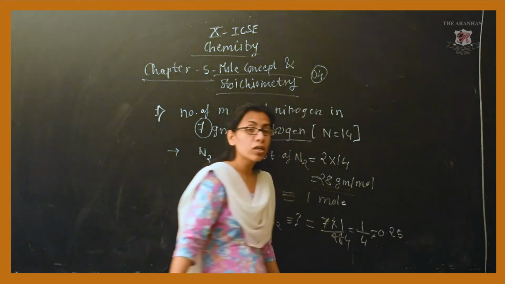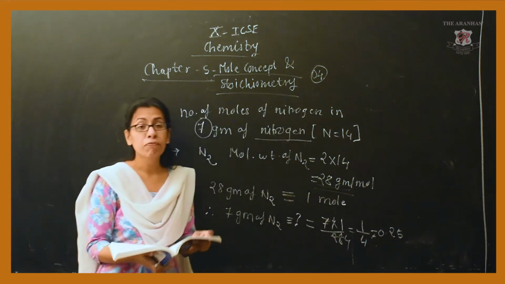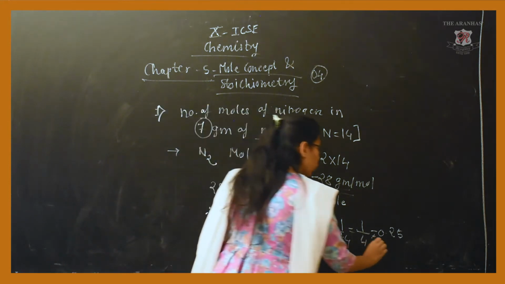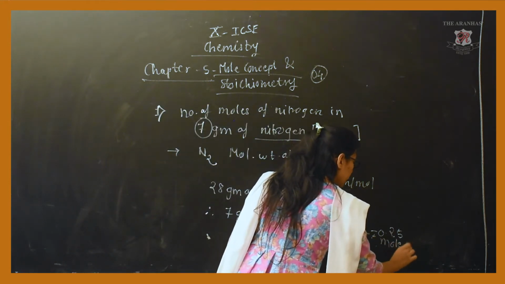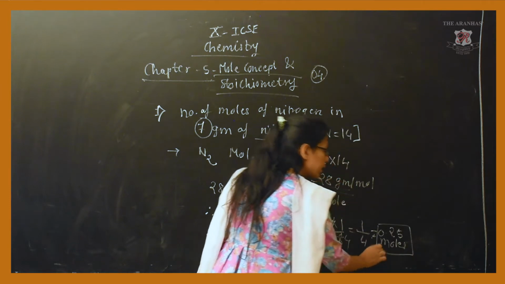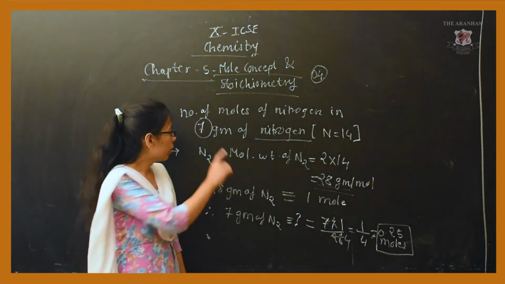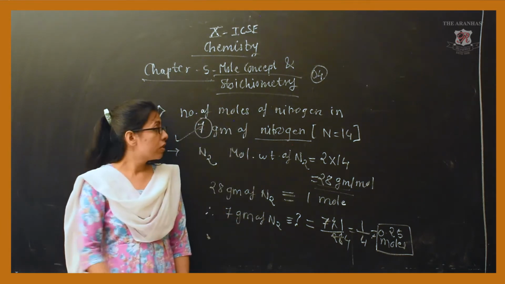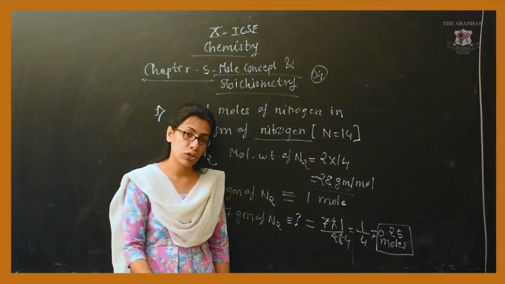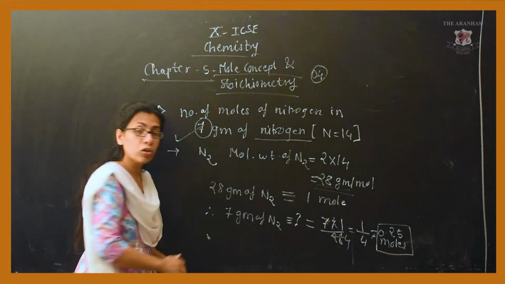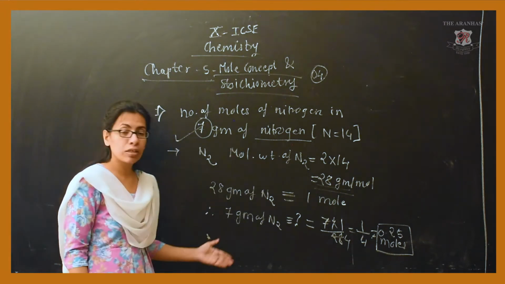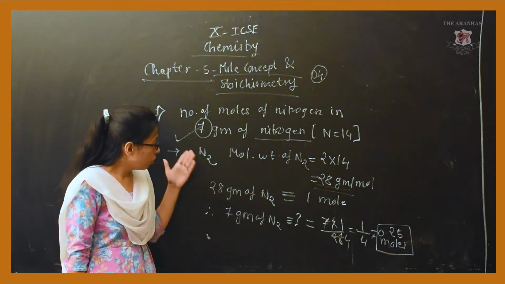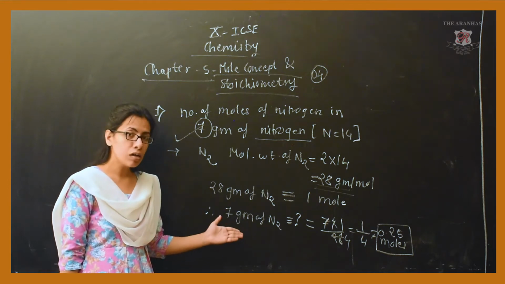That is nothing but 0.25. So, 0.25 is the answer for what? It is the answer for the number of moles of nitrogen present in 7 grams of nitrogen. So, very easy. If you look, this numerical is not at all that lengthy. Within 2 steps, you can get the answer.